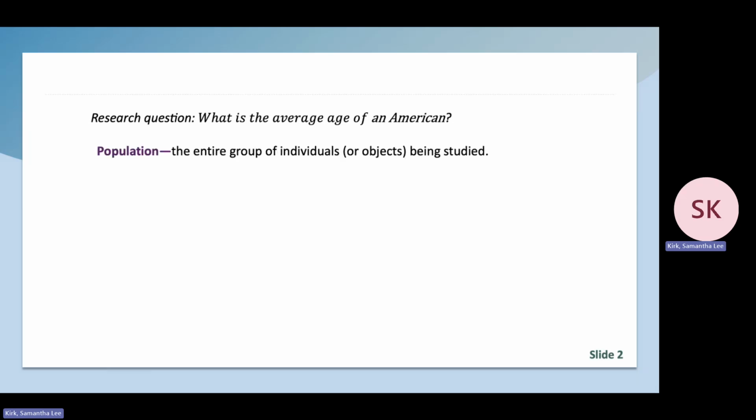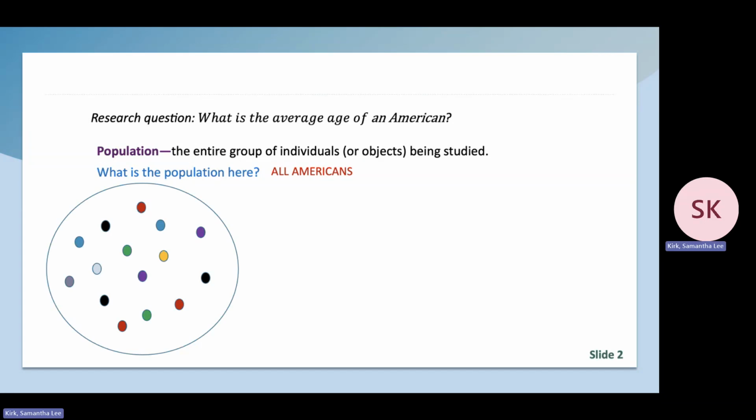The population, the definition in statistics, is the entire group of individuals or objects being studied. And so in this research question, my population is all Americans. I am looking at all Americans and I'm trying to calculate their average age.